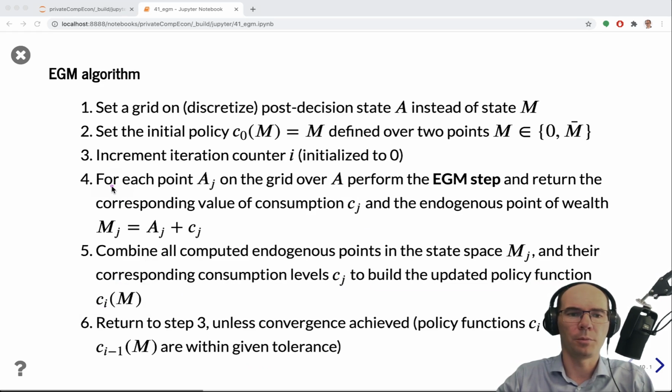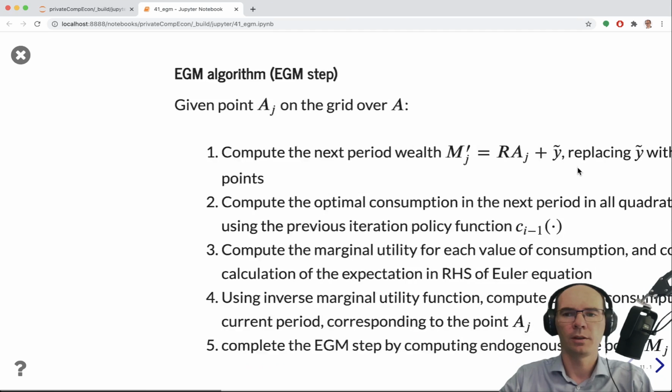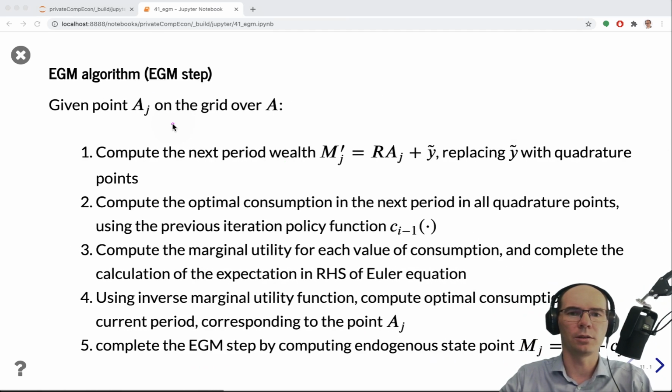right? So by doing this step 4, the EGM step, which is a loop over all points on the grid of A, we are recovering the new policy function, and then we check for convergence. If convergence has not been achieved yet, then we return to step 3, increment the counter, and repeat the same thing. So this is like evaluation of the Coleman-Reffett operator here, but in the EGM way. So how is it done in the EGM way? Here's the sub-algorithm for the EGM step.